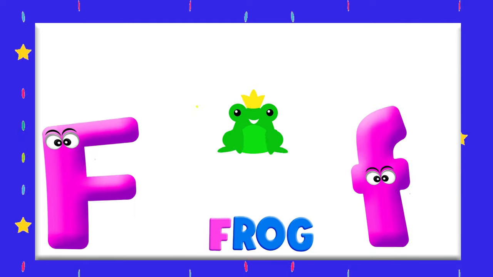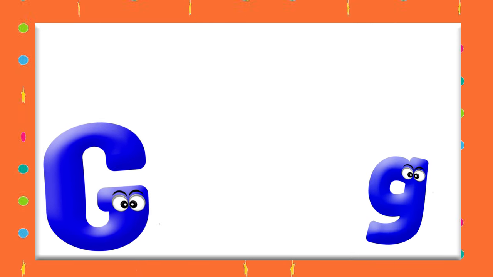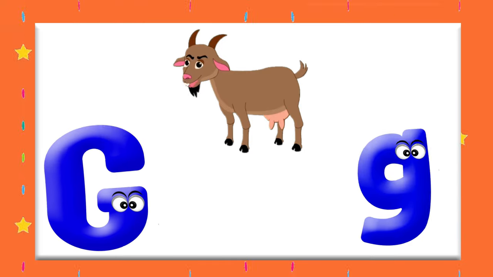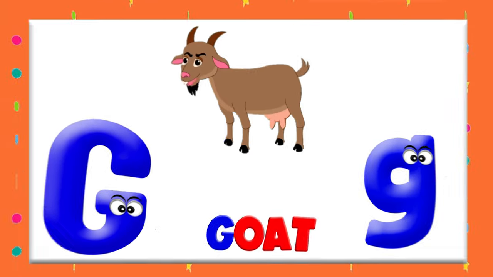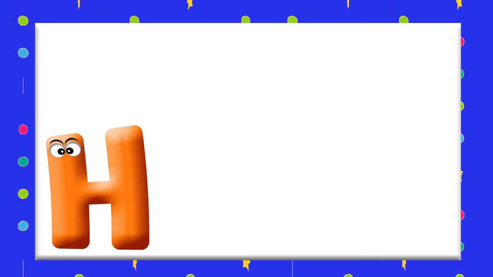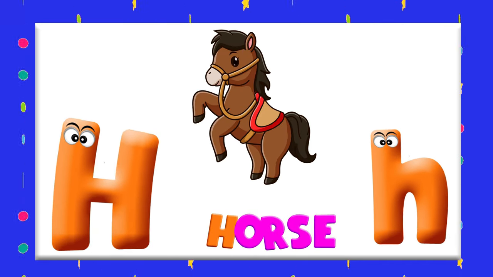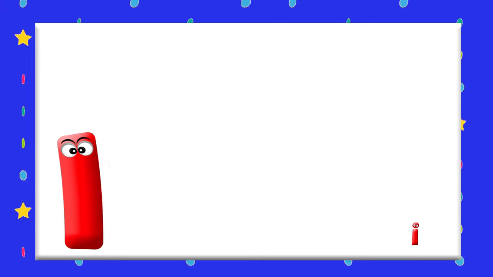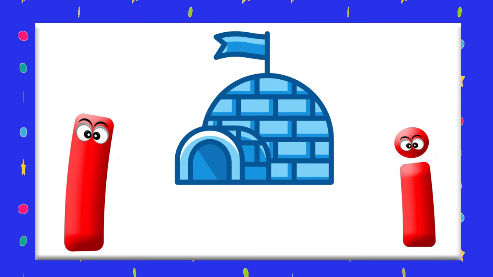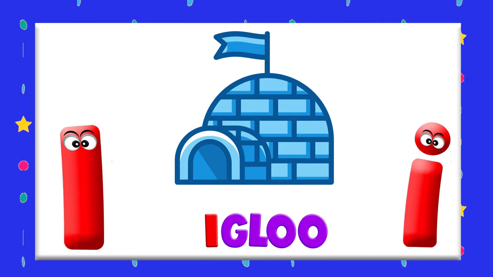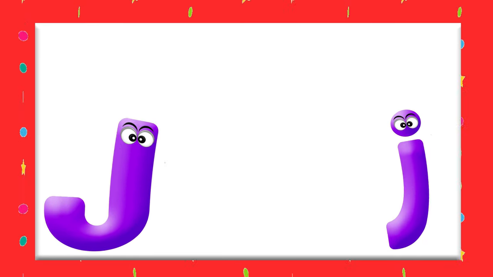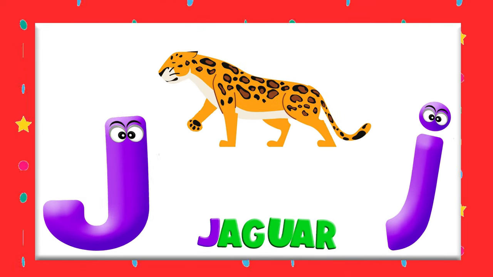F is for frog. G. G is for goat. H. H is for horse. I. I is for igloo. J. J is for jaguar.